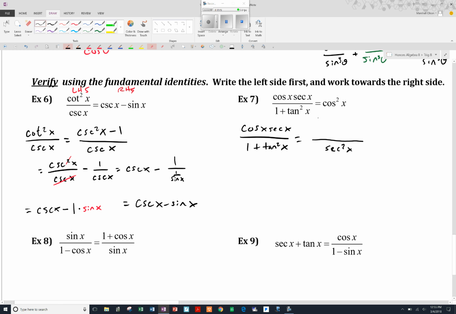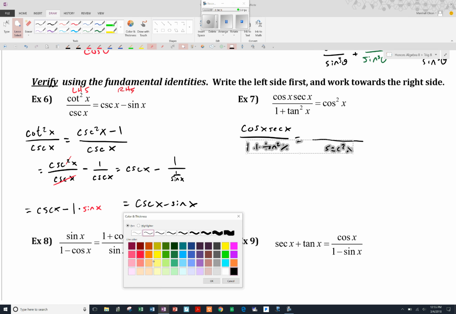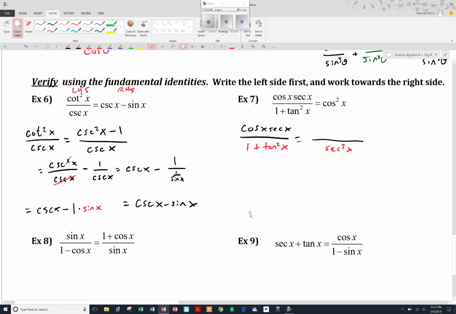I know that secant is the reciprocal of cosine, so I'm going to replace the secant of x with 1 over cosine. I said sine, I meant cosine. So I've replaced those two things that I have colored in red and blue there.